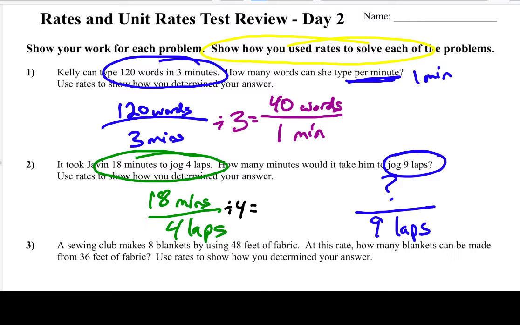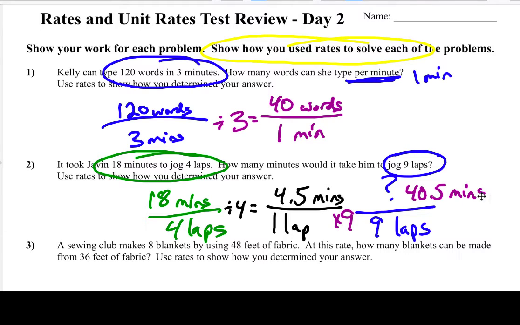we always divide by our denominator. So 4 divided by 4 is 1, so 1 lap, that's what we want. 18 divided by 4 is going to be 4.5 minutes. Now we want to go from 1 lap to 9 laps. Well, to get from 1 to 9, I just multiply times 9. I just multiply times how many I want. So I do the same thing to my 4.5. 4.5 times 9 is 40.5 minutes. If I can do 18 minutes in 4 laps, I can do 9 laps in 40.5 minutes.